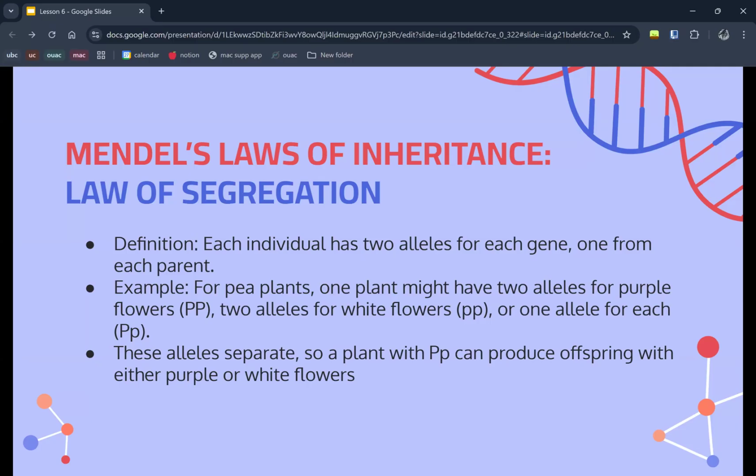So in terms of pea plants, for a gene determining flower color, one plant might have two alleles for purple flowers, like double capital P, two alleles for white flowers, two lowercase p's, or one allele for each, so one capital P and one lowercase p. These alleles will separate during formation of the offspring. So that's where the segregation comes in. A plant with capital P, lowercase p can produce gametes with either dominant purple or recessive white.